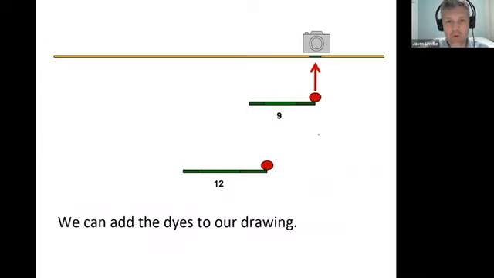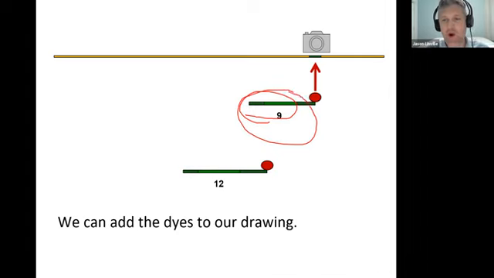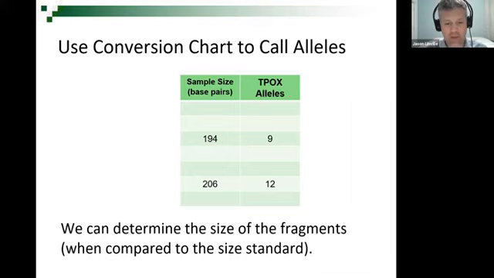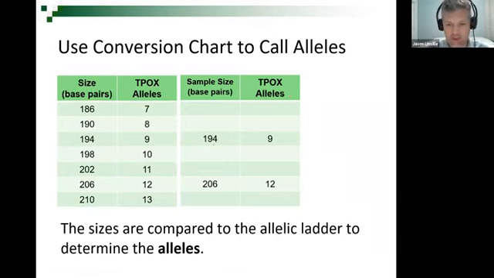So where we're modifying it based on the lecture that we just had is, it's not just the 10 million copies that are crossing the detection window. There are actually 10 million copies, and they're all labeled with a fluorescent dye. That's actually how the camera sees the DNA, because this fluorescent dye is attached to every single one of those amplified copies. That's how we create those two peaks at 194 and 206, and we know that this is a 9 and this is a 12.